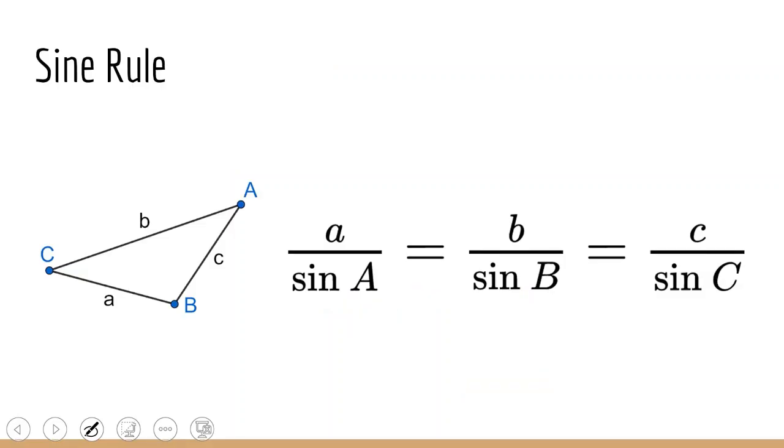So for any triangle, right angled or not, the ratio between a side and the sine of the opposite angle are equivalent for all three pairs of sides and angles. So for instance, here we have the length of side A over the sine of the angle at A is equal to the length of side B over the sine of angle B, and so forth.